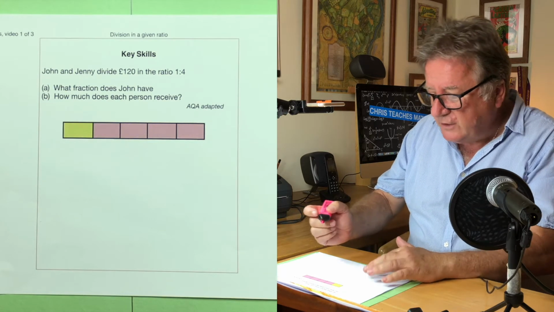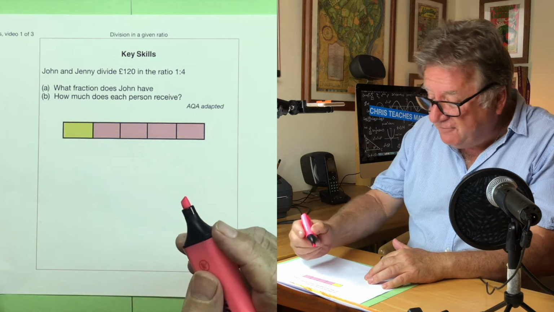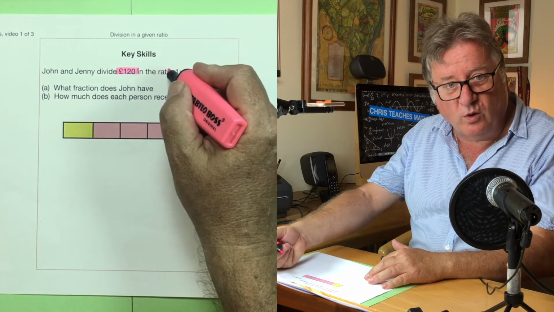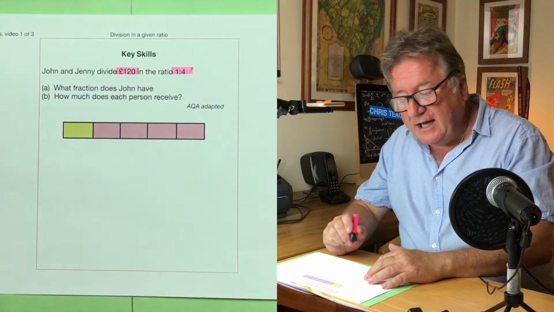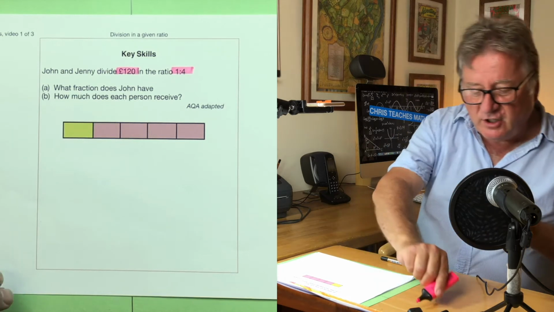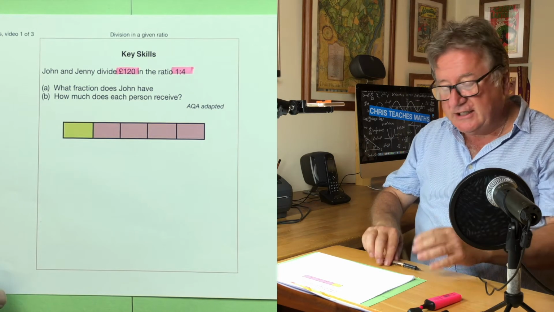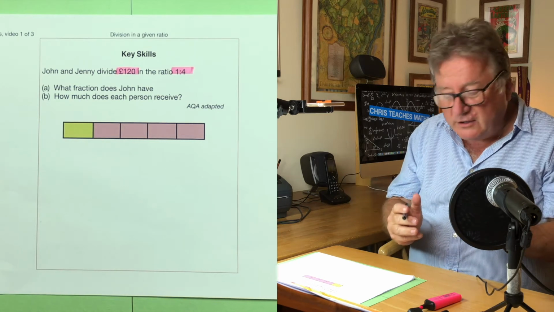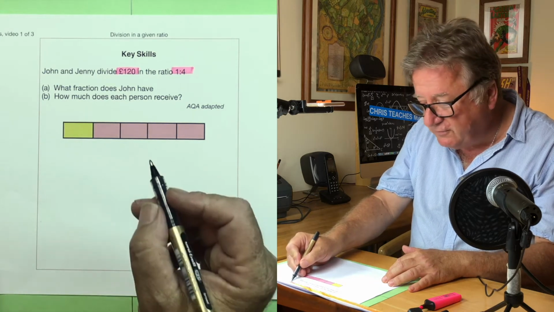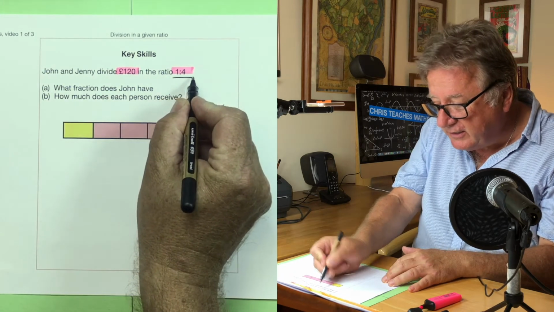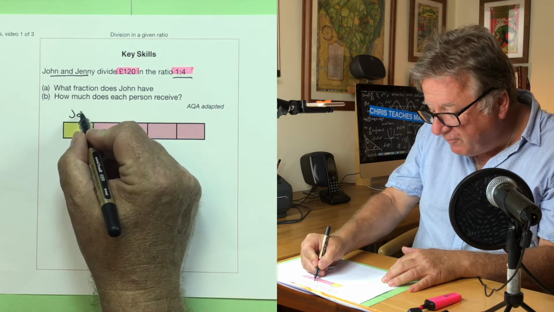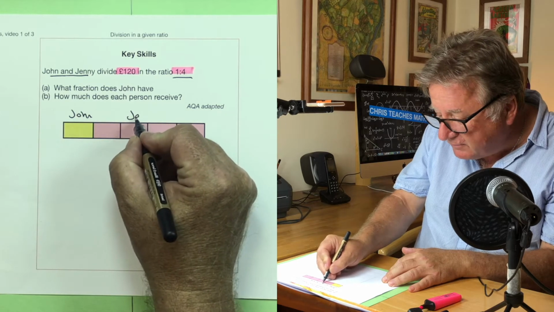So, the question says, John and Jenny divide £120 in the ratio 1 to 4. Now part A asks, what fraction does John have? Now this is a new thing in recent years at GCSE, looking at ratio and asking what the fraction is. Okay, let's look at the bar model. Remember the ratio is 1 to 4, John to Jenny. So John is 1 part and Jenny has 4 parts.